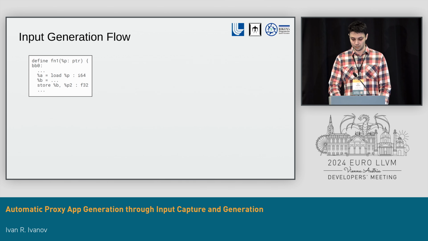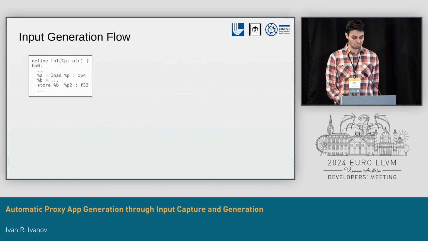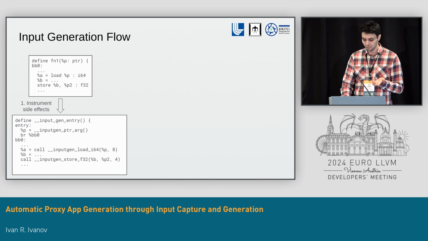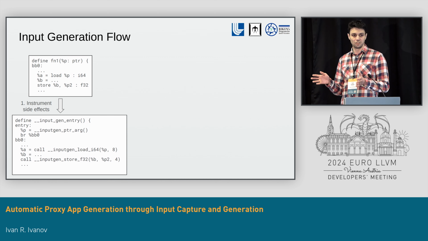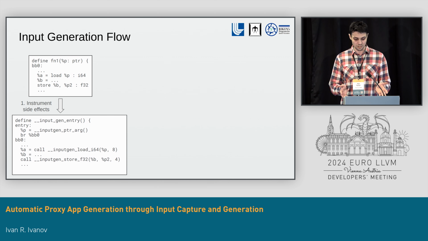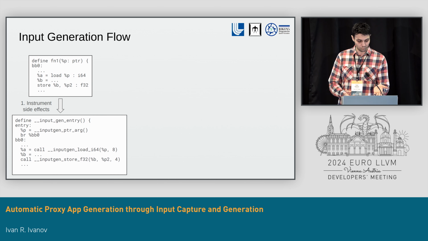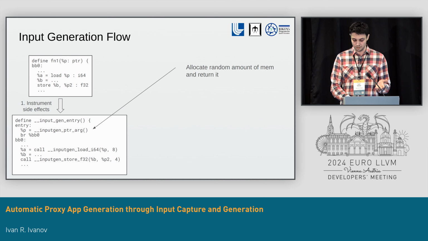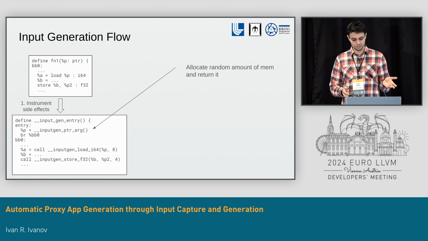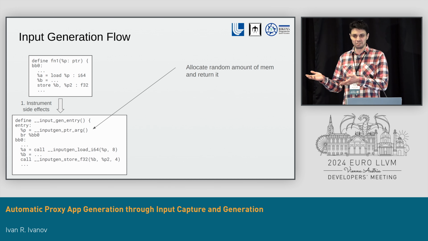And how exactly we do this is, for example, you have this function which takes a pointer, loads some value and stores some value. So first we get all the side effects and we instrument them. In this case, the input pointer is in a way a side effect as well because we get it from outside. So we instrument the input pointer, and then we instrument the load and store as well. And what do we do if we need a pointer? Well, we'll just allocate some memory and return the pointer to that memory.